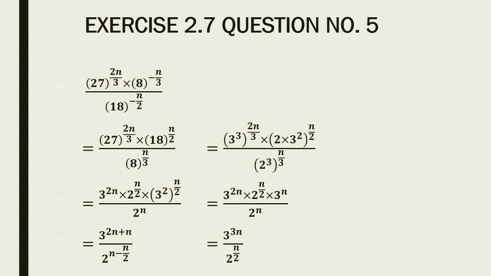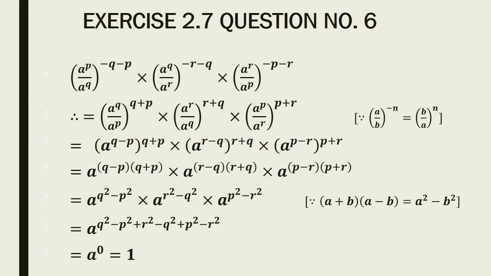So let's move to question number 6. That is a^p over a^q whole raised to the power minus q minus p, multiplied by a^q over a^r whole raised to the power minus r minus q, multiplied by a^r over a^p whole raised to the power minus p minus r. So this can also be written as a^q over a^p. We just shuffle numerator with the denominator in order to make the powers or the indices positive. So we write a^q over a^p whole raised to the power q plus p. Similarly, a^r over a^q gets r plus q, and a^p over a^r gives us p plus r, all positive powers now.